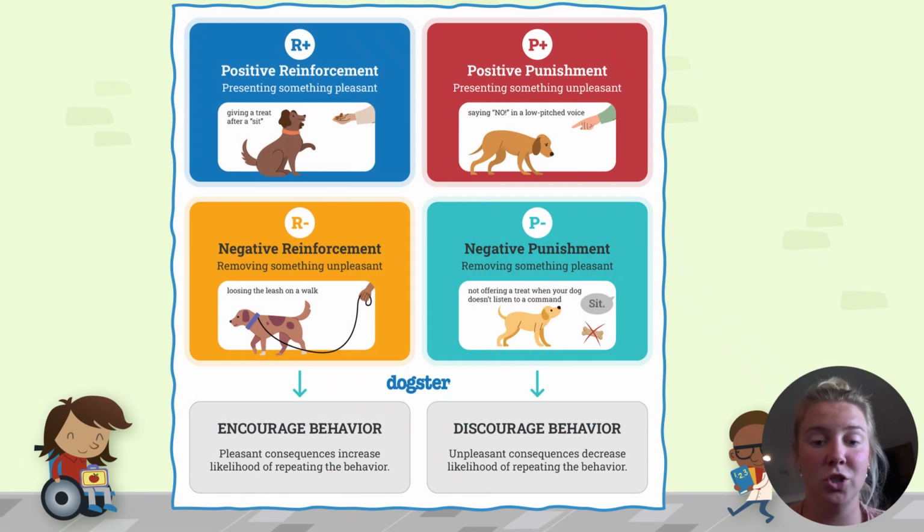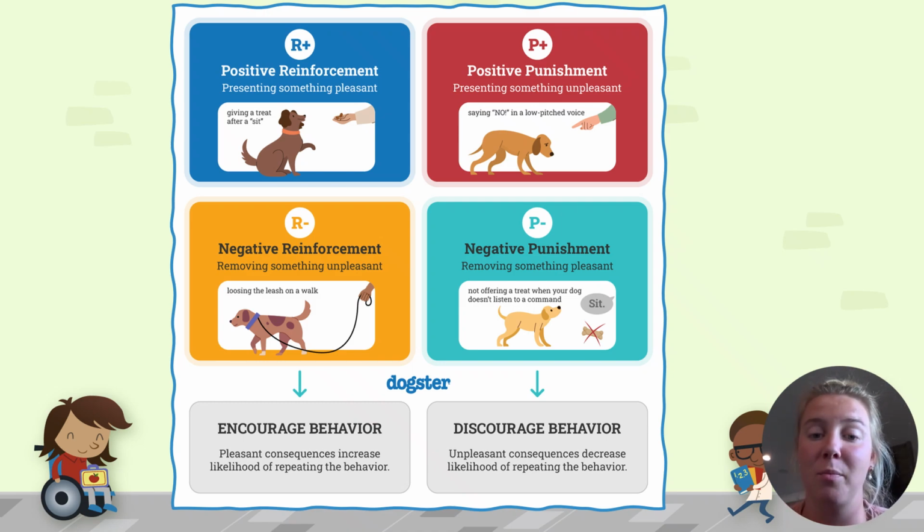Here is a little chart and it explains operant conditioning. So in this blue section, we have positive reinforcement. So the dog was asked to sit and he gets a reward because he did so. And then if we go down to the yellow, we have negative reinforcement, which is removing something that was unpleasant. So in this case, the dog has the leash on and he did well walking with the owner, so he gets the leash loosened or even removed.